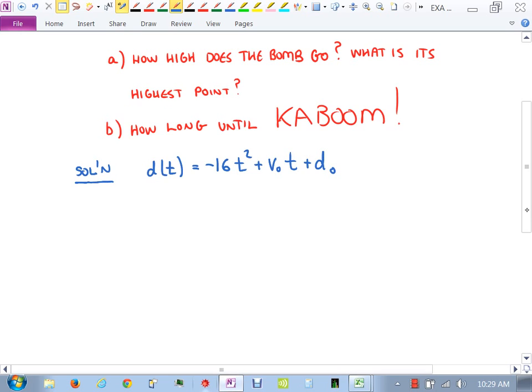How many feet in a meter? This is almost a meter stick, right? It's about 3 feet, okay? It's actually a little less. If you convert 9.8 meters per second over to feet, you get 16.